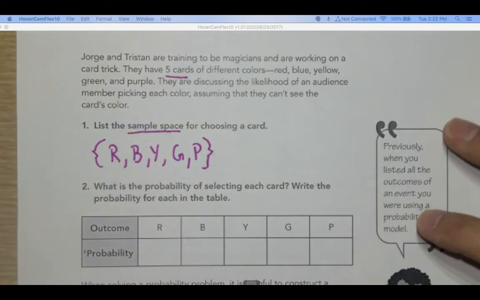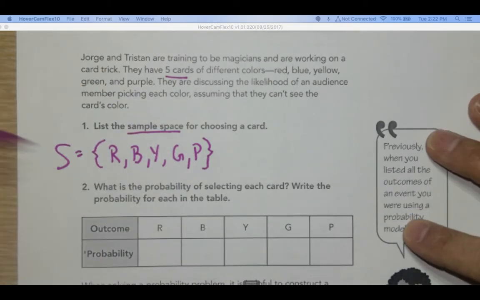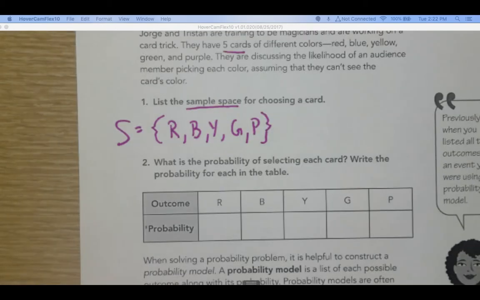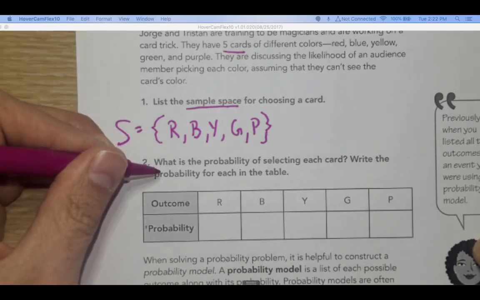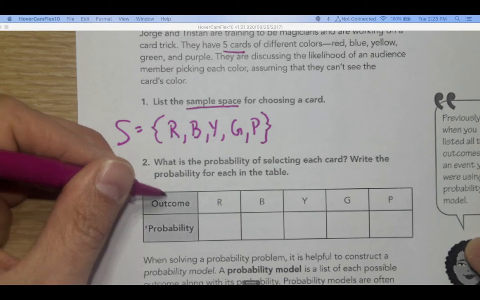Then I have that, and that is my sample space. So sample space is equal to those being the options. Okay, so there aren't more of any one color. What is the probability of selecting each card? Write the probability for each in the table.